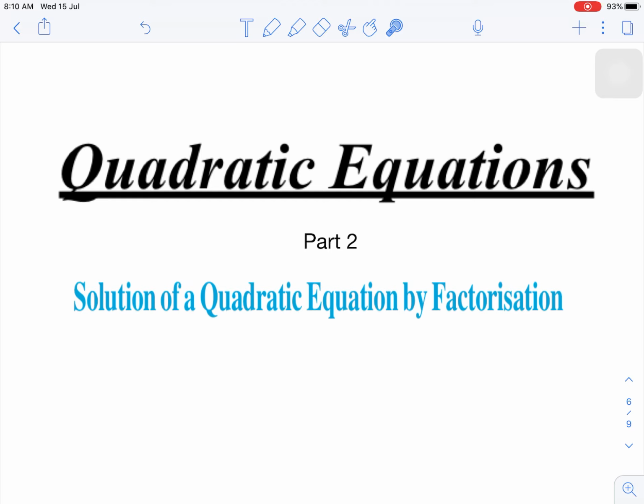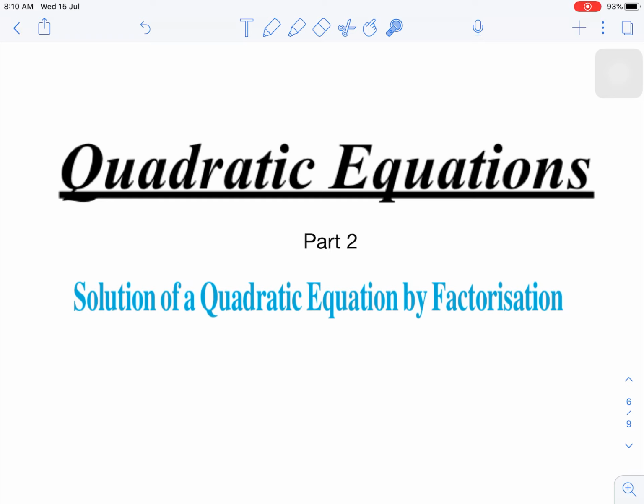So today we are going to learn about quadratic equations. Already we have started this chapter, that is quadratic equations. Today we are going to learn part 2 of this chapter. In this part we are going to learn finding solution of a quadratic equation by factorization method.